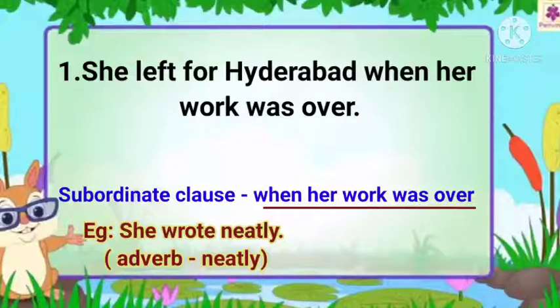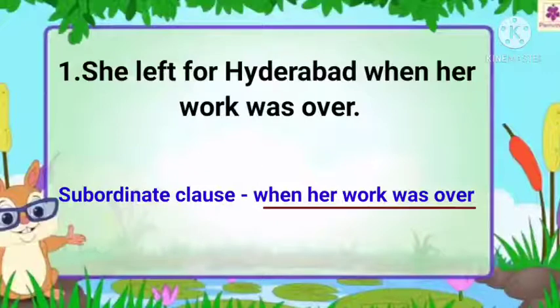And here also, when her work was over functions as an adverb. It modifies the verb left. Here, left is the main verb, isn't it? She left for Hyderabad. So, it gives additional information. Why did she leave for Hyderabad? So, that's why it is called an adverb clause. That particular group of words is called an adverb clause. And the connective, or the connector, is when. When connects both the clauses, isn't it? And this connector when also gives it an adverbial function. It tells us that it is an adverb.